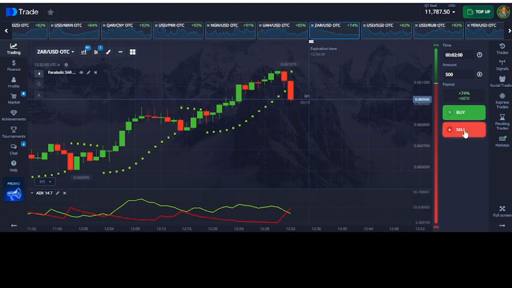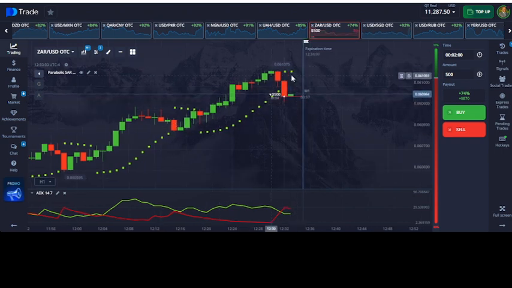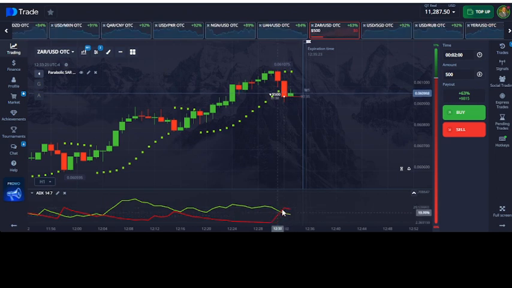Okay, so I'm on ZAR USD, and I'm going to go ahead and take a sell trade here. The reason why I took the sell trade is we see there's been a bullish momentum, bullish direction in the price, but here Parabolic SAR dots begin to print above the candles, suggesting a bearish reversal. And secondly, here we see the minus DI line, the red line, crossing the green line in an upward direction. So this suggests the bearish momentum is stronger than the bullish momentum.